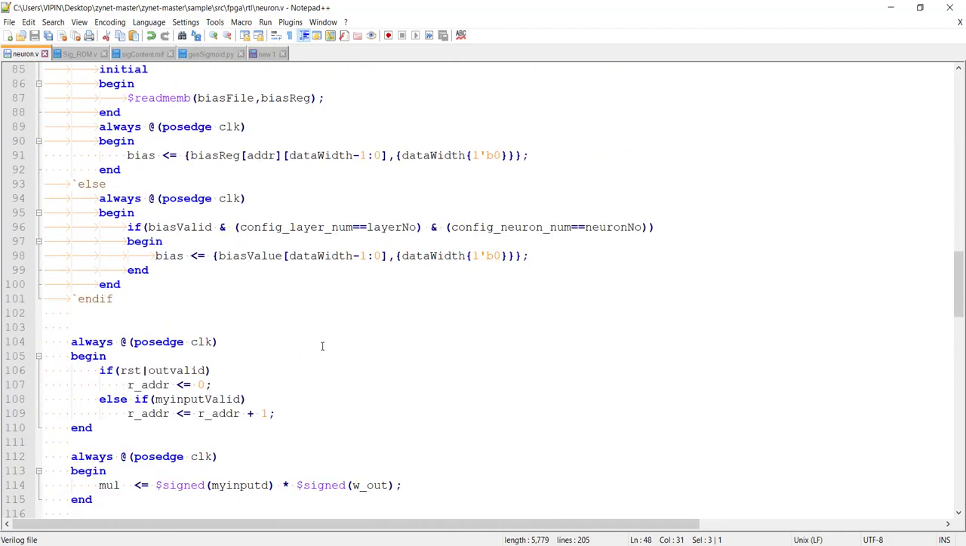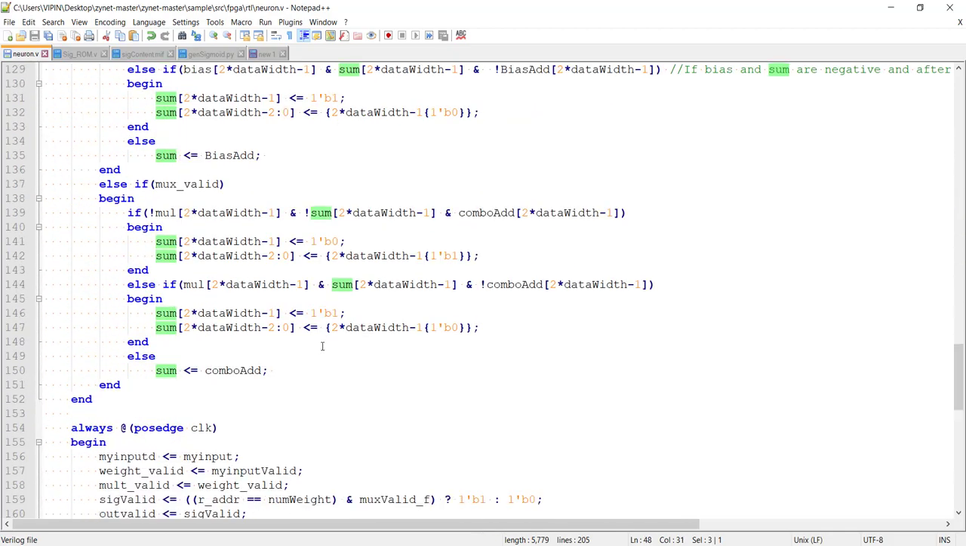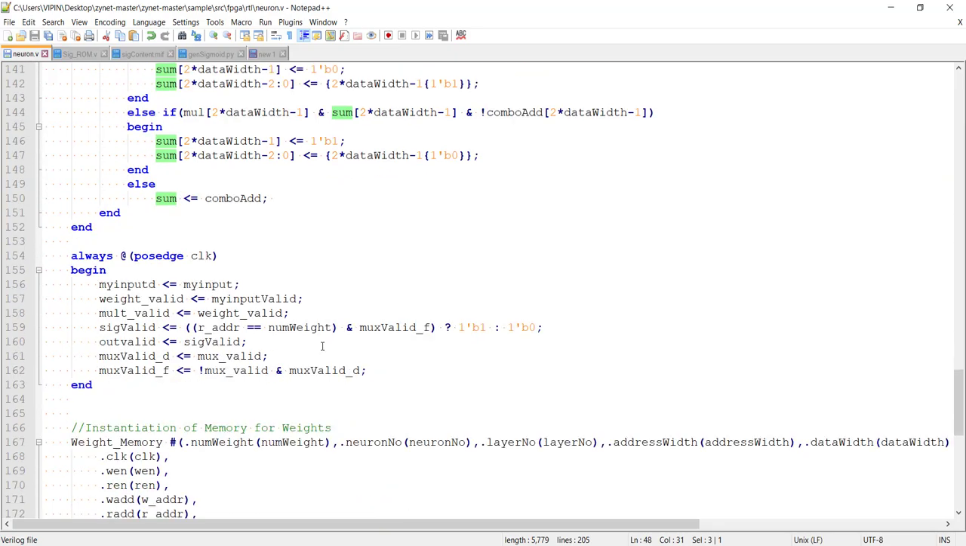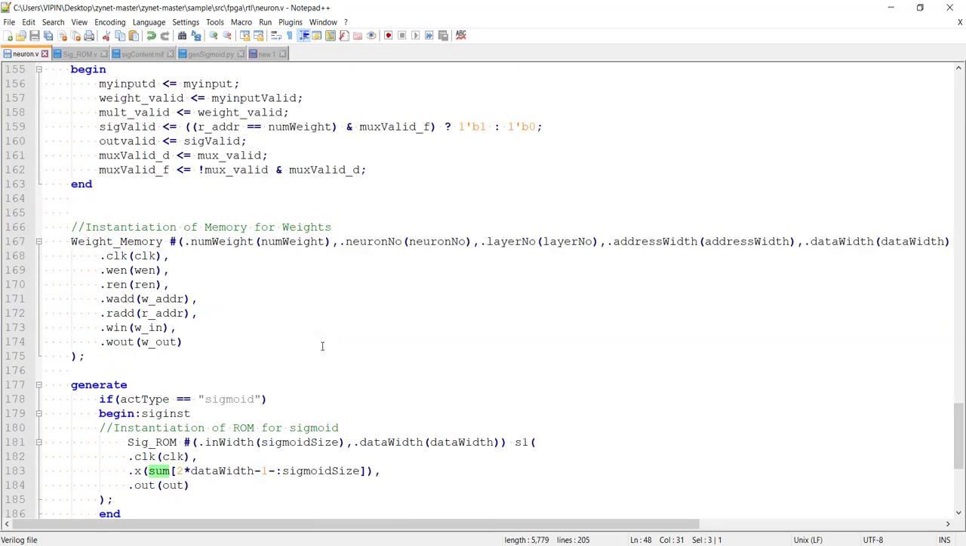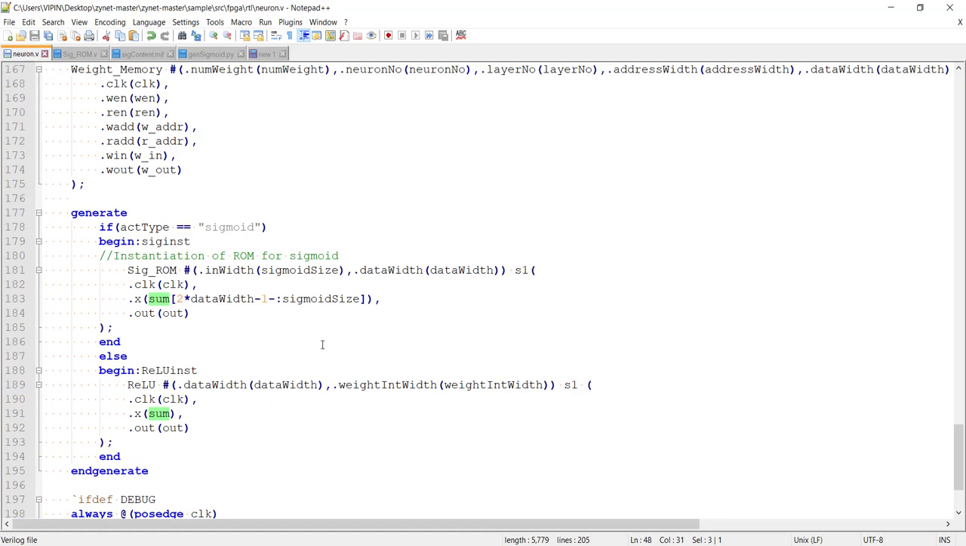Now what I'm doing is this sum should be used for getting the output of the activation function. Now, as I mentioned before, we can support 2 kinds of activation function in the current implementation. One is a sigmoid, another one is ReLU. We will look one by one.